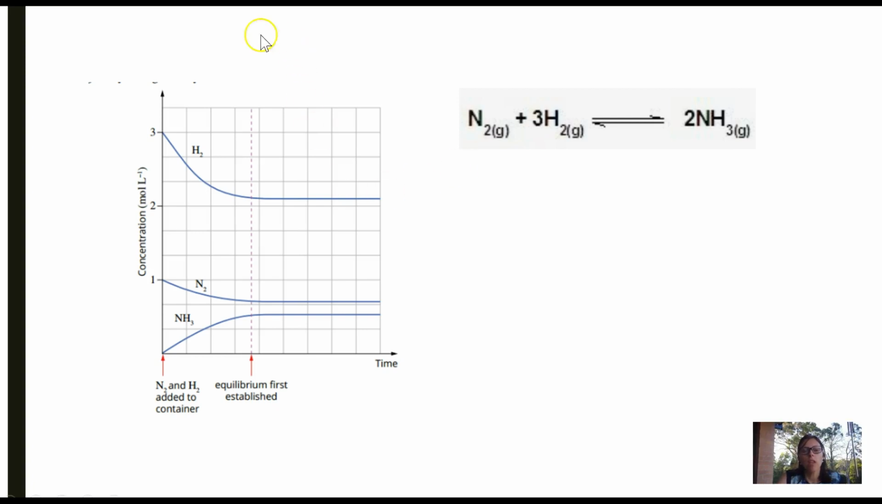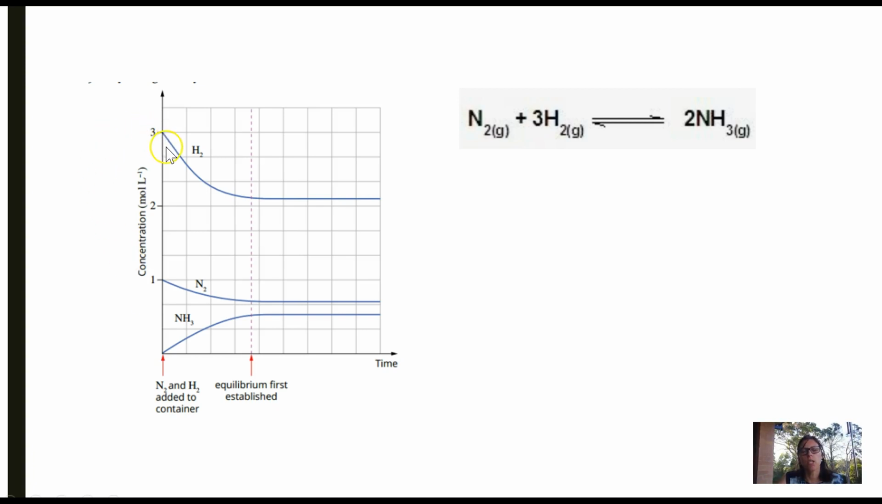Here we have diagrams with the concentrations for an ammonia reaction. You can see on our equation, 1 mole of nitrogen reacts with 3 moles of hydrogen to produce 2 moles of ammonia. If we look at the graph, at the beginning of the reaction I have 3 moles of hydrogen and 1 mole of nitrogen. According to the mole ratios in the equation on the right-hand side, you would expect that 2 moles of ammonia will be produced.